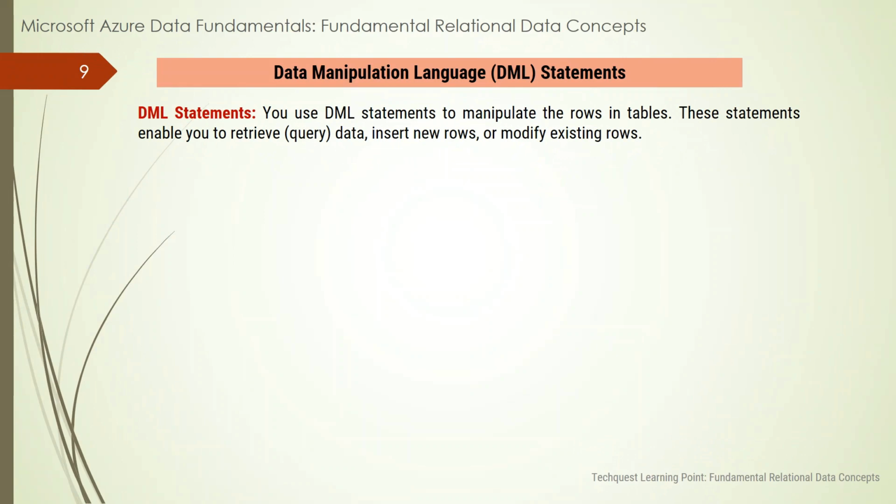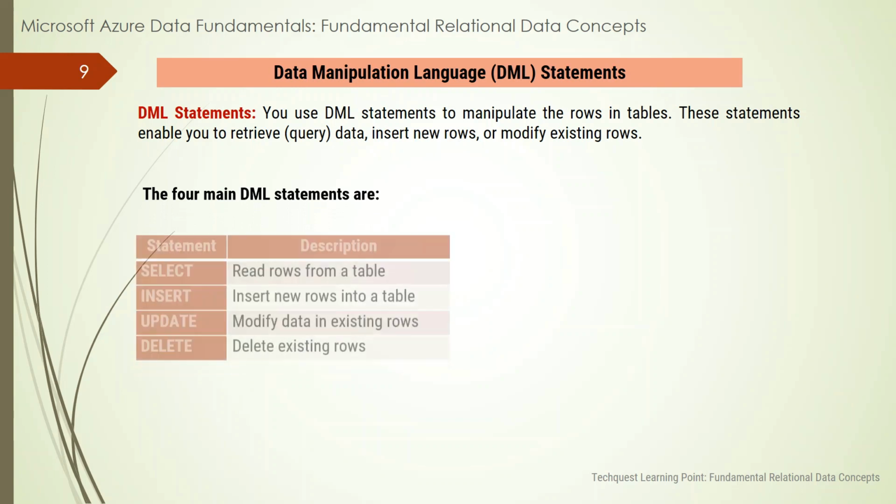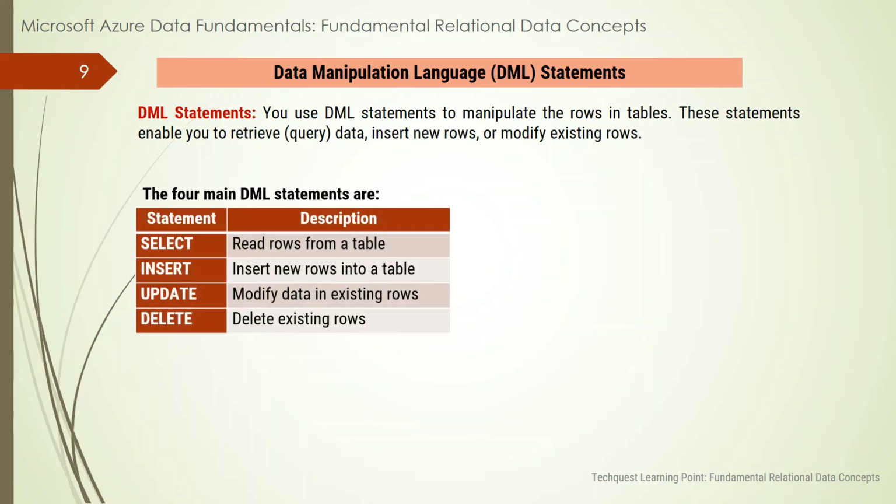DML statements. You use DML statements to manipulate the rows in tables. These statements enable you to retrieve, or query, data, insert new rows, or modify existing rows. You can also delete rows if you don't need them anymore. The four main DML statements: select, read rows from a table; insert, new rows into a table; update, modify data in existing rows; delete, existing rows.